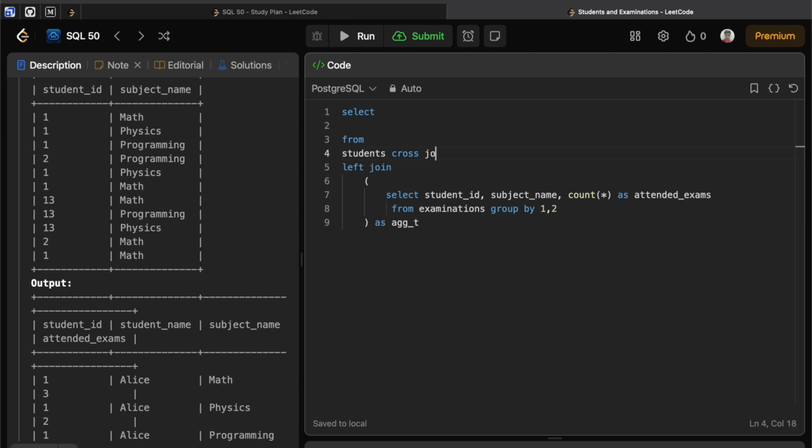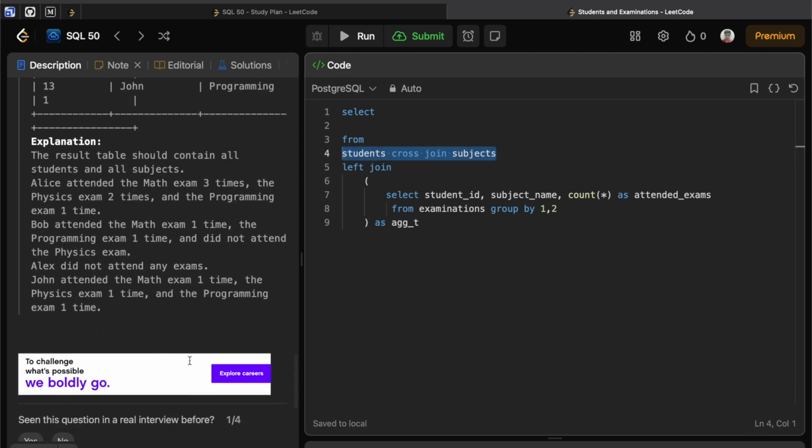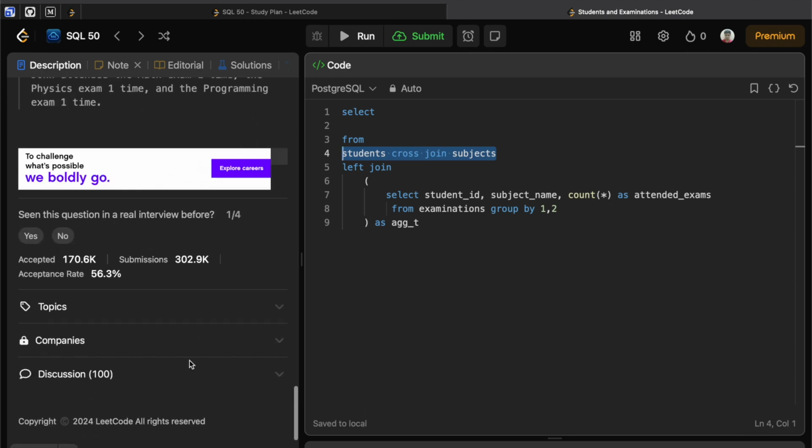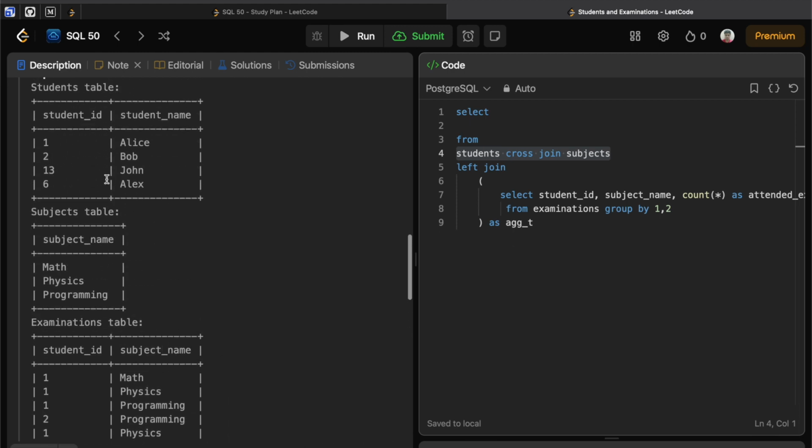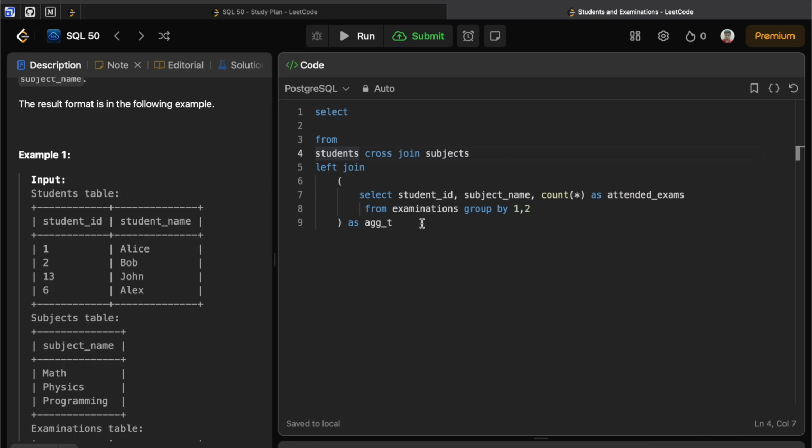So here I would say cross join subjects. So here I have a prepared data set of every student with every subject, right? So all I need to do is take a cross join so that I have, for Alice, for example, all 3 of these ready here even before I do the left join, so that even if the left join examinations aggregated table doesn't have that subject, we still have that included here. So this is a base data set that we have to get ready with all the subjects and all the students.